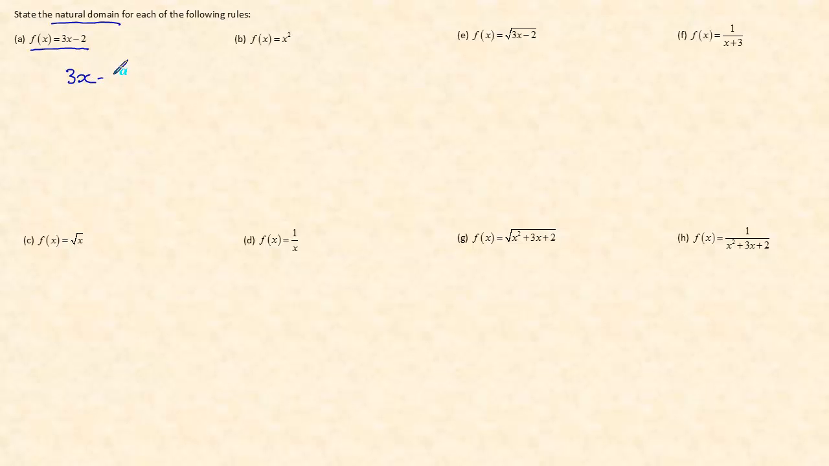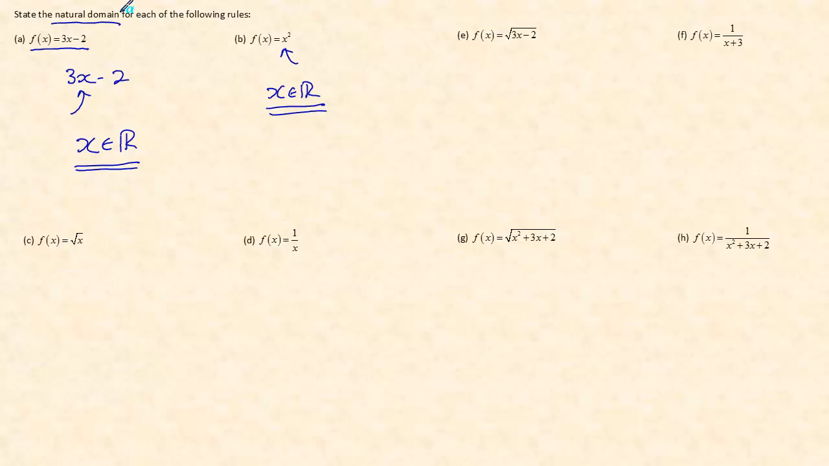If we think about 3x minus 2, there's no value of x that cannot be substituted here, and therefore the natural domain is all real numbers, and that's always the case for linear functions. In a similar way, there's no problem with any real value being substituted in here and then squared. So x belongs to the reals is the natural domain for f of x is x squared.